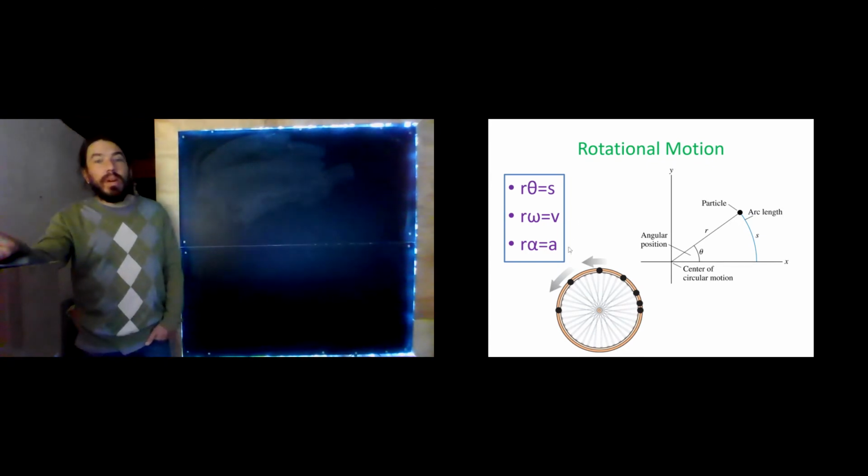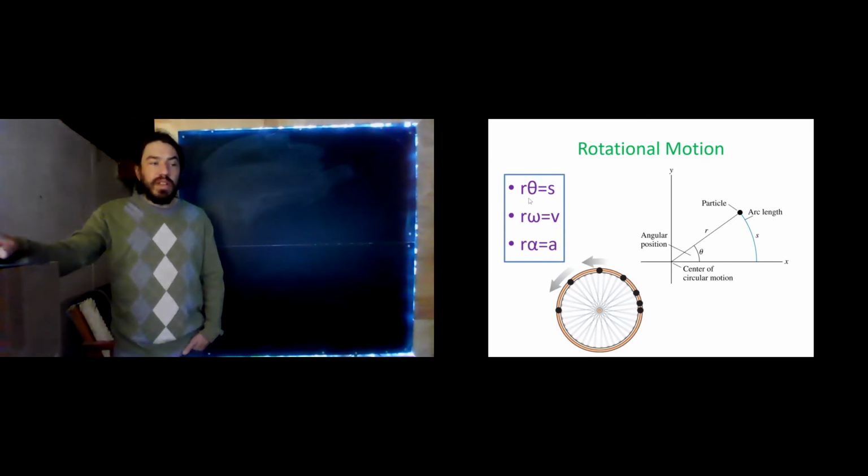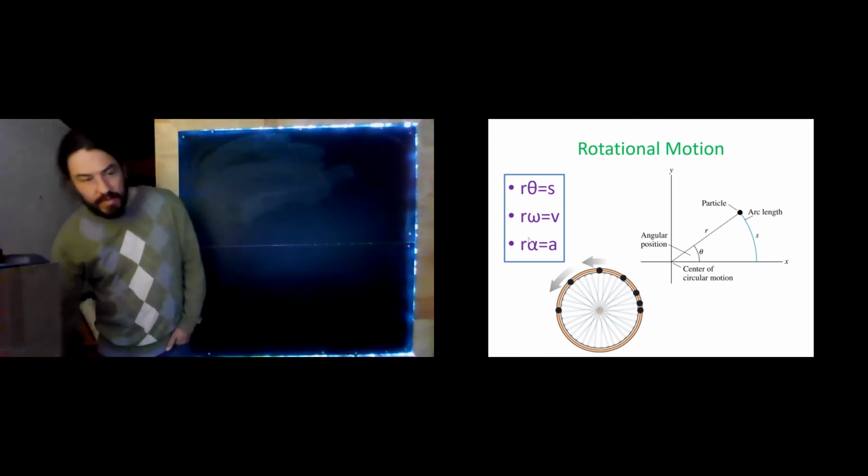I guess the real main point that I want to address here is that in order for these equations to work, recall that this comes from the definition of a radian. So in order for these to work, theta has to be in radians, omega has to be in radians per second, and alpha has to be in radians per second squared.